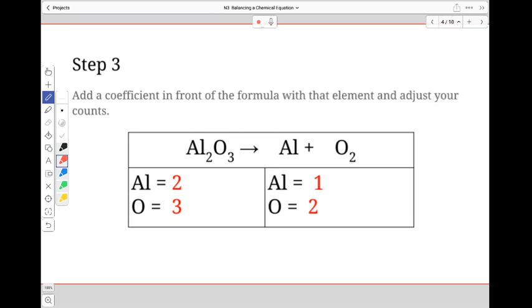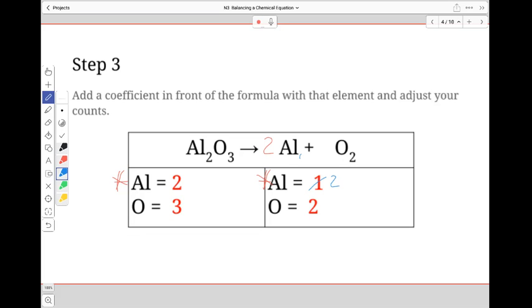So what that means is that in this case, because the aluminum is not balanced, I'm going to say, well, what can I do to make my aluminums balance? The thing that I'm going to do is put a coefficient of 2 here. And by putting a coefficient of 2 here, it has changed the number of aluminums on the right side from 1 to 2 times 1, which is 2. So my aluminums are balanced. Okay.